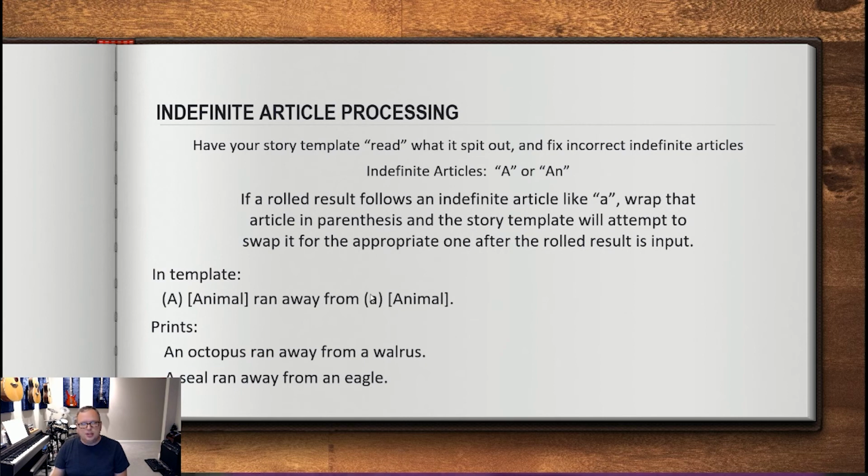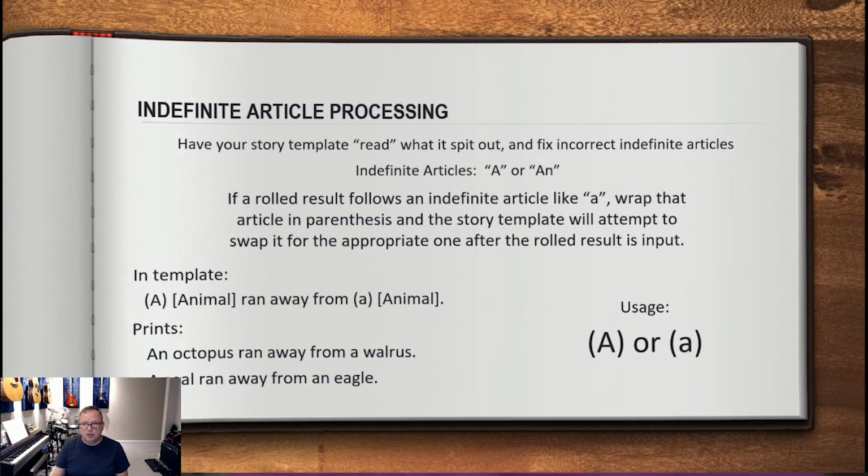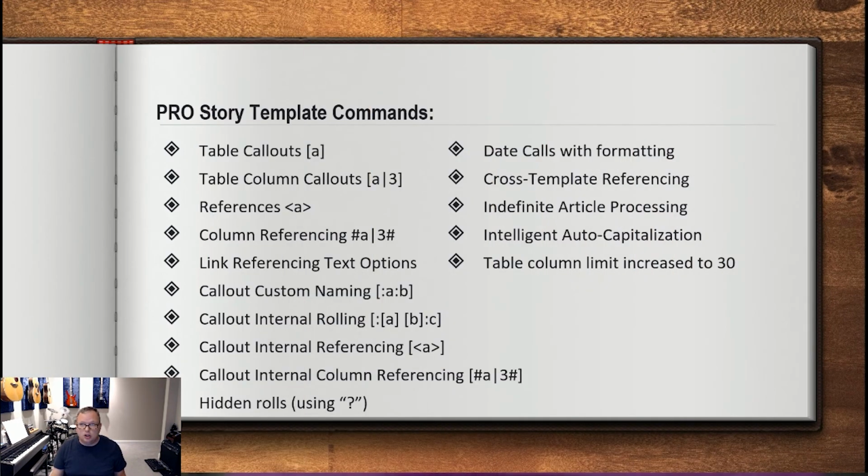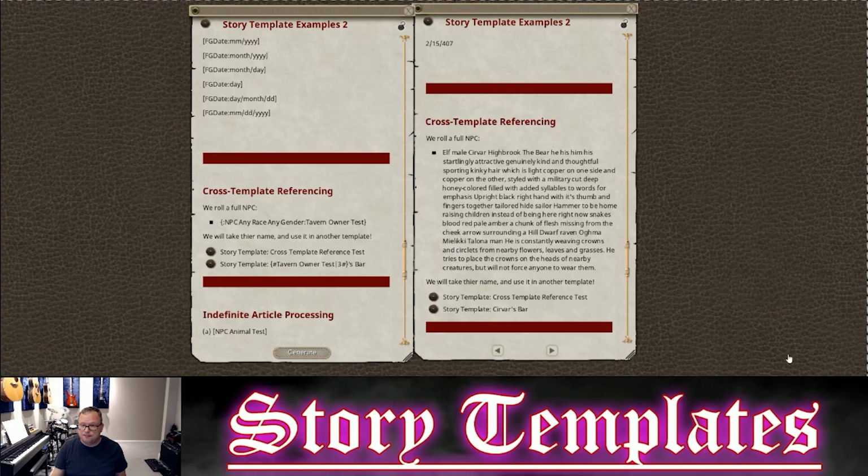So that's just simply done with the parentheses around a or an. And you use whichever one. You use a capital if it's supposed to be capital, or a lowercase if it's supposed to be lowercase. It will keep that case, whatever you put in. So you just wrap it in parentheses and then let Fantasy Grounds do the rest. That's indefinite article processing. Let's take a look in Fantasy Grounds.